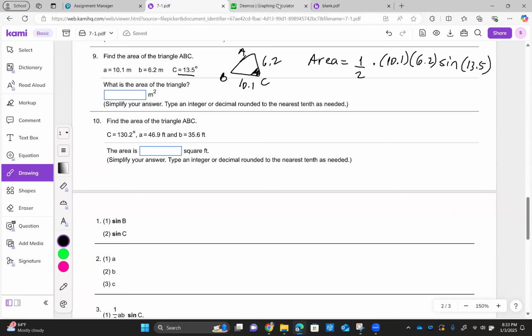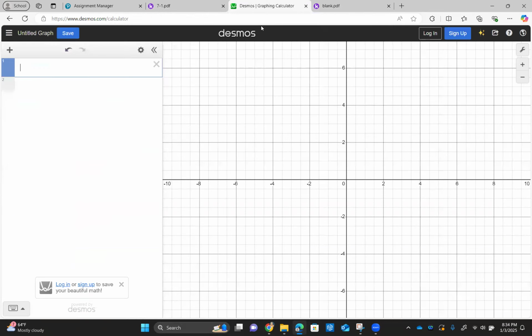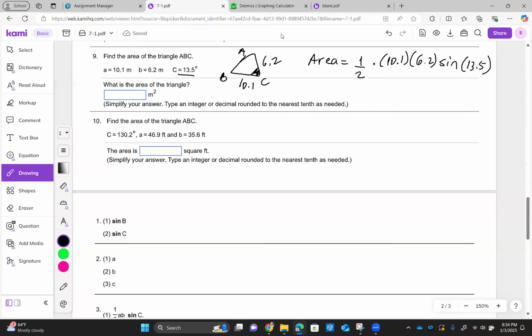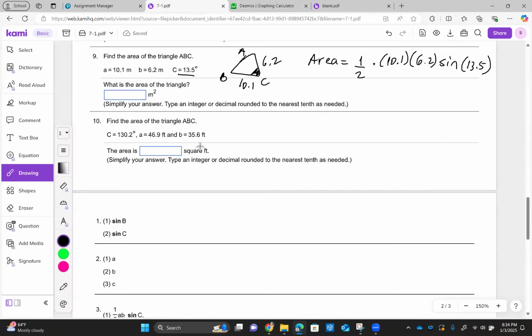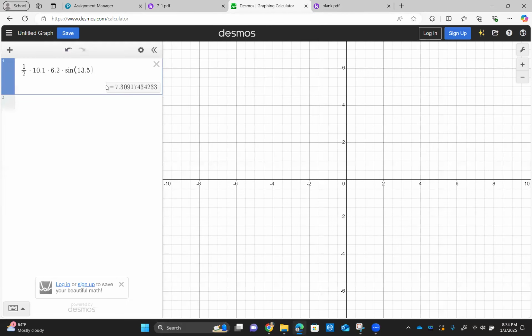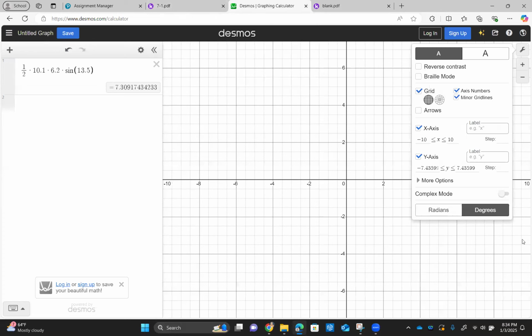So this is what I need to enter into the calculator to find the area of this triangle. I don't need this anymore because I'm trying to calculate the area of a triangle. I need 1/2 first, times, and then I will enter the sides for this triangle. One side is 10.1. The other one is 6.2, times sine of, and the angle we had in the problem was 13.5 in degrees. We can always double check that we are still in degrees mode, and we are, so we're not getting a mistake here.